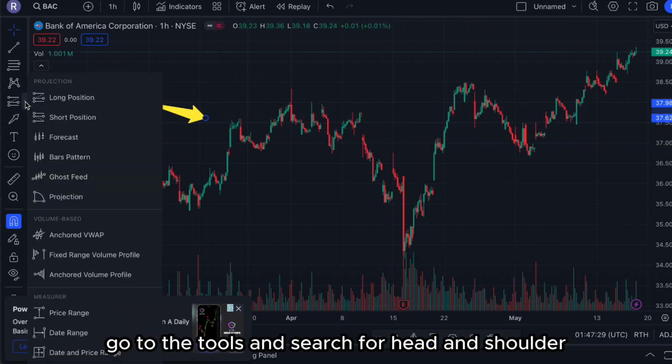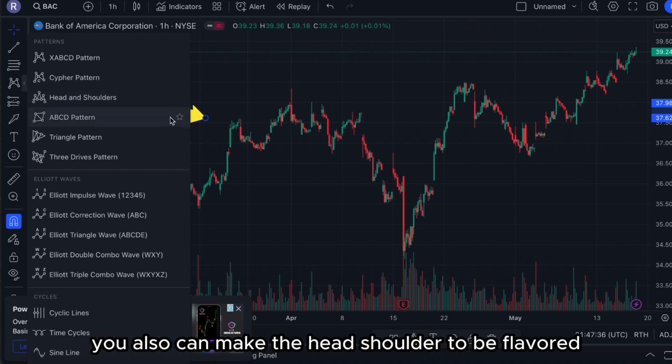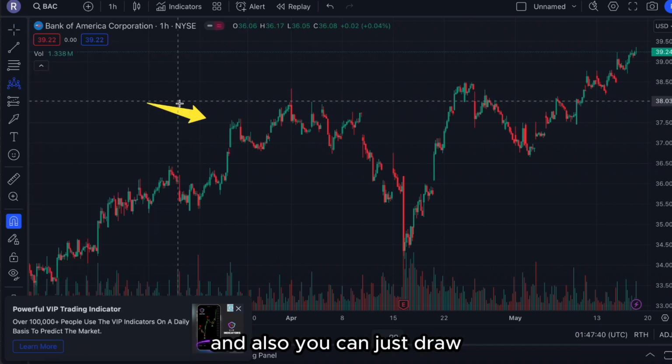So first of all, go to the tools and search for head and shoulder. So basically this is a head and shoulder. You can also make the head and shoulder filled with color, and also you can just draw.